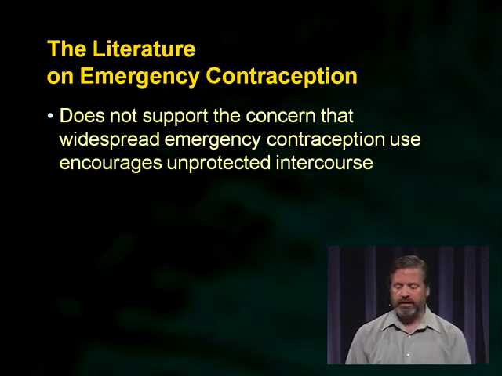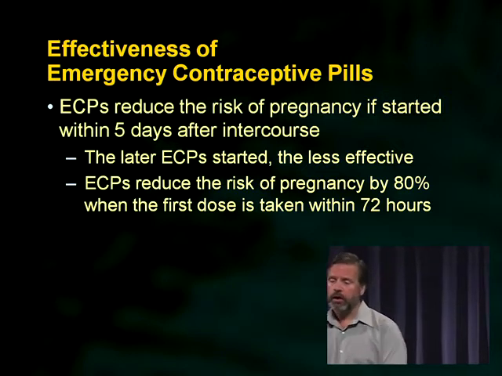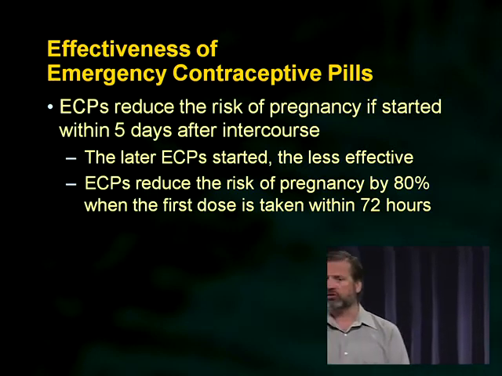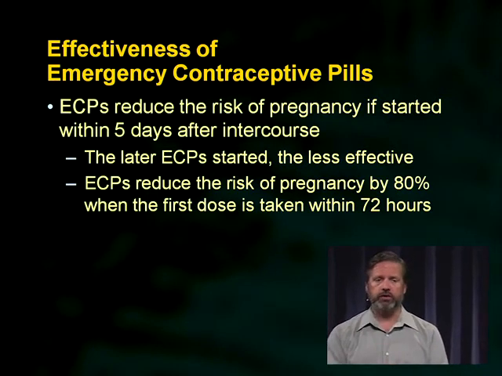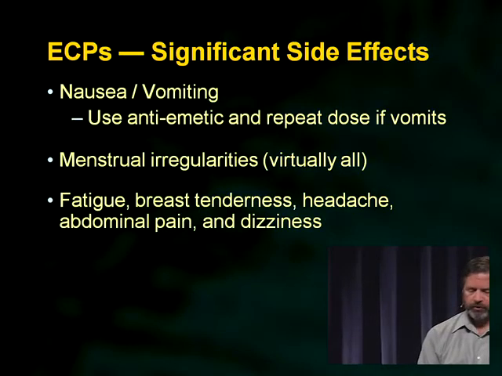The literature does not support the concern that's often expressed that widespread emergency contraception use encourages unprotected intercourse. It's simply not true. And this form of preventing a pregnancy is actually pretty effective. The earlier it is applied, the more effective it is. A situation might be on a question where you're receiving a call in the evening from a patient who tells you that she just engaged in unprotected intercourse, and she wants to know what to do. This is an option for her.